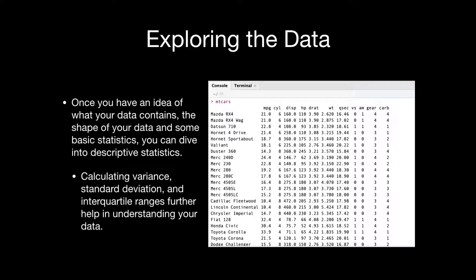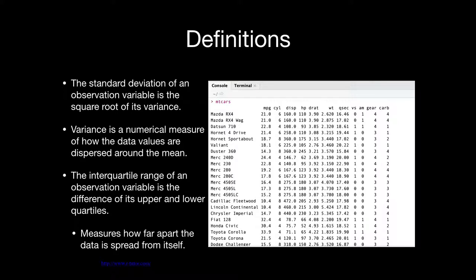So once you have an idea of what your data contains, the shape of your data, and some basic statistics, you can dive into more descriptive statistics. Calculating variance, standard deviation, and interquartile ranges can further help you understand your data. The standard deviation of an observation variable is the square root of its variance. Your variance is a numerical measure of how the data values are dispersed around the mean. So your distribution falls well within these parameters, and we'll be diving into that in a moment. The interquartile range of an observation variable is the difference of its upper and lower quartiles.